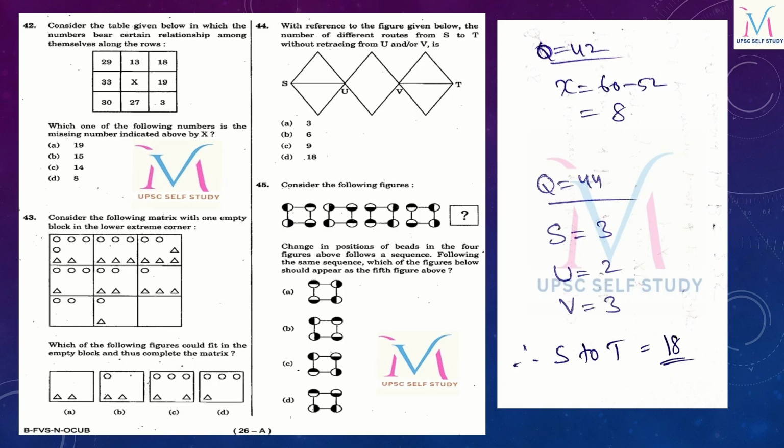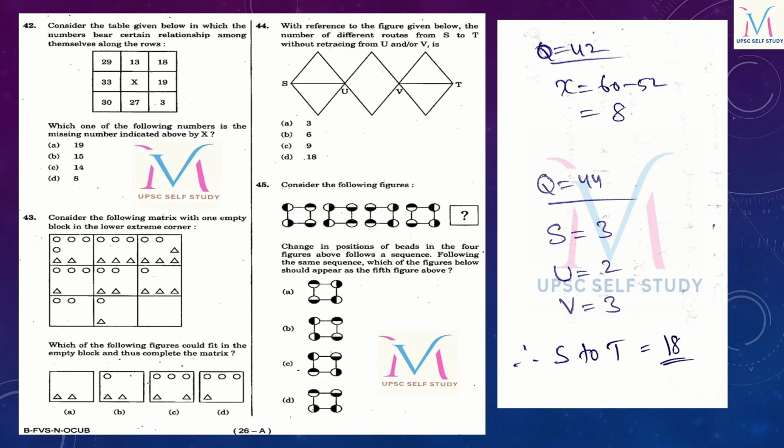Again three routes. So the required number of routes from S to T is equal to 3 into 2 into 3, we get 18 routes. Okay, 18 routes it can be traveled. 18 routes S can travel to T and T can travel to S. So for question number 44, the answer is D, 18.